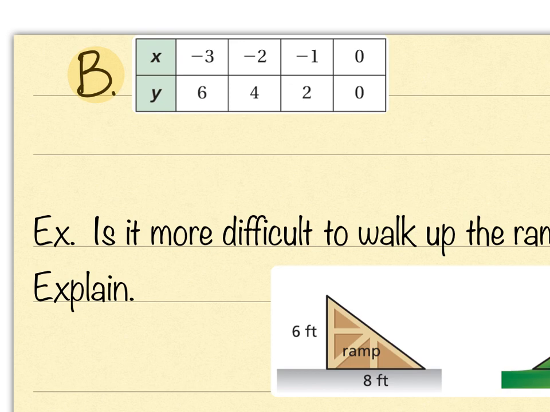So for example, B, if I do that, my rise is going up or down? Well, it's going down. So it's going down 2. And then my run is going up or down. Now be careful, this is actually going up because it's getting less negative, and it's going up 1. So my rise is negative 2, my run is 1, and that's just going to reduce to negative 2.